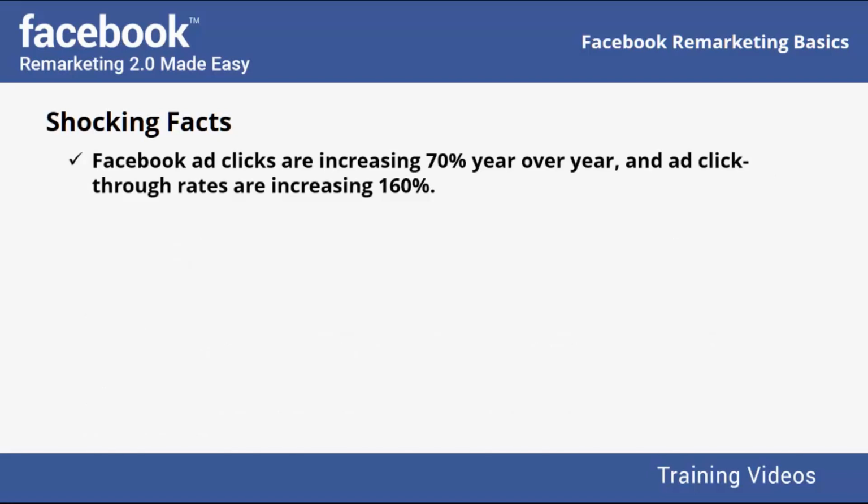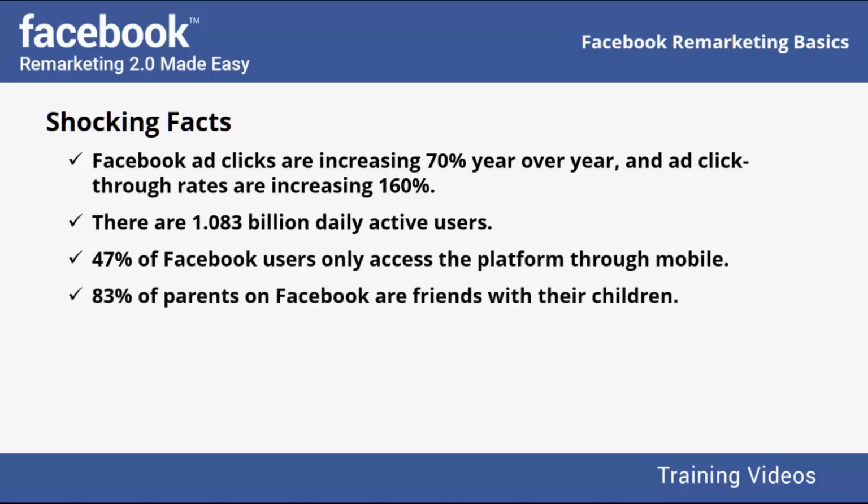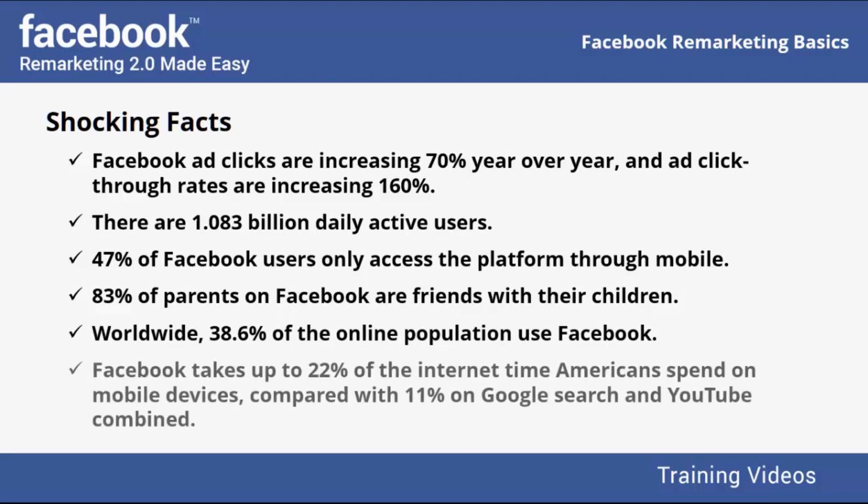Facebook ad clicks are increasing 70% year over year, and ad click-through rates are increasing 160%. There are 1.083 billion daily active users. 47% of Facebook users only access the platform through mobile. 83% of parents on Facebook are friends with their children. Worldwide, 38.6% of the online population use Facebook. Facebook takes up to 22% of the internet time Americans spend on mobile devices, compared with 11% on Google Search and YouTube combined.